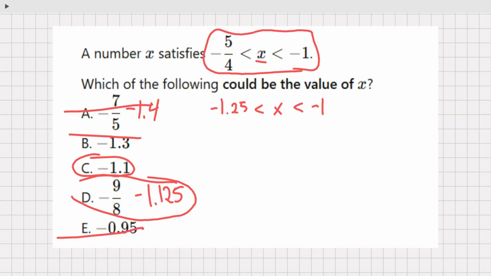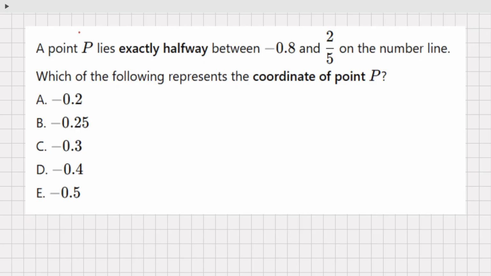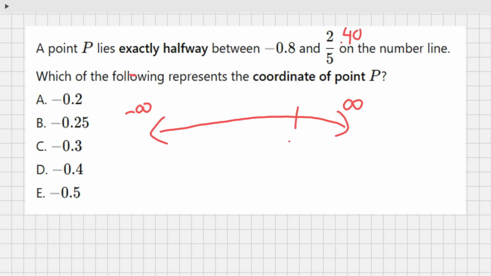So we continue on. The point P lies exactly halfway between negative 0.8 and 2/5 on the number line. Sorry. Which of the following represents the coordinate of point P? So you're looking for, on a number line, you've got infinity over here on the right. We've got negative infinity on the left. You're looking for, well, 2/5, my bad, is about 0.4. So you've got about 0.4 right here. You could probably put 0 right here, and then negative 0.8. You could put it right there.